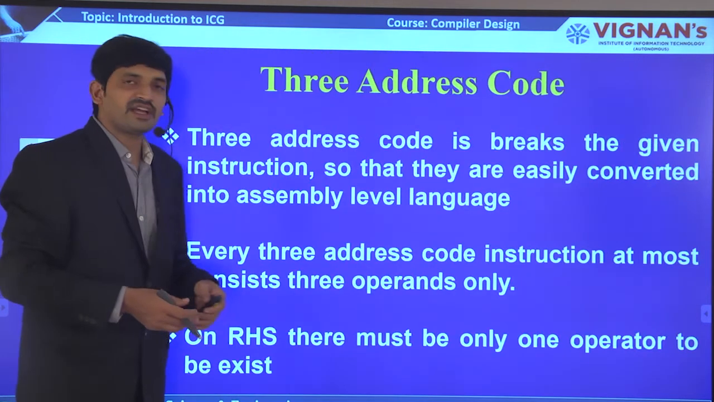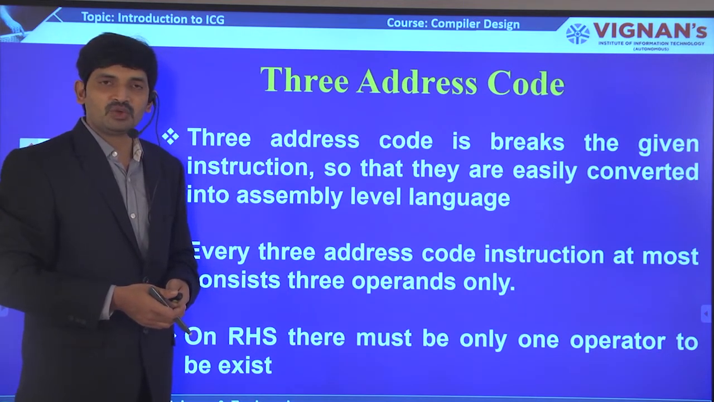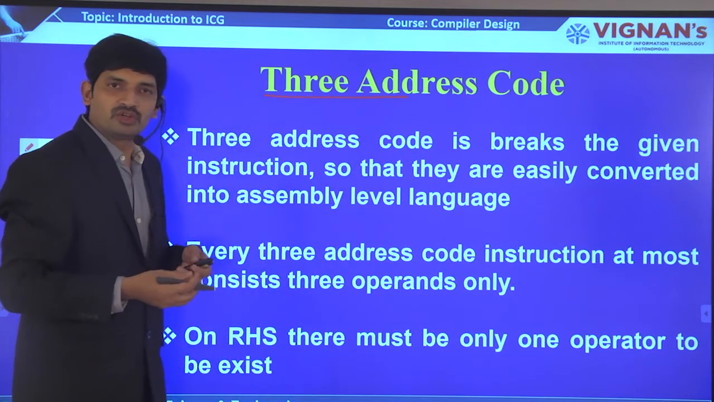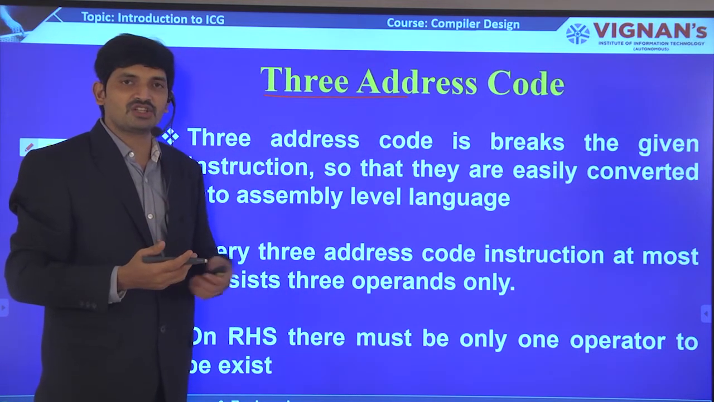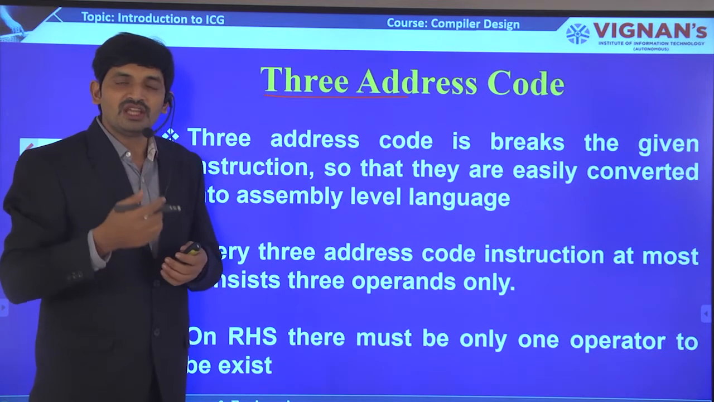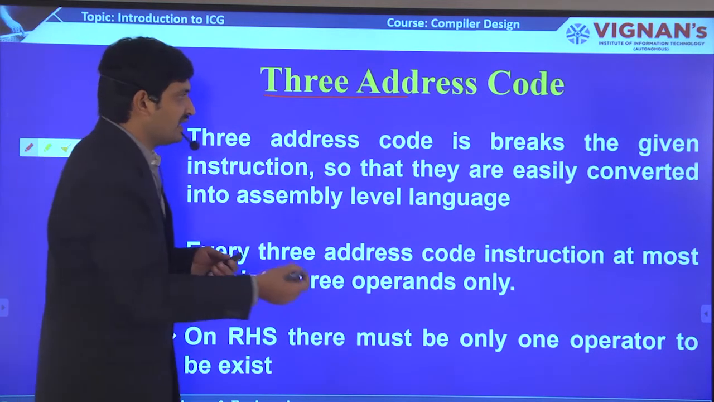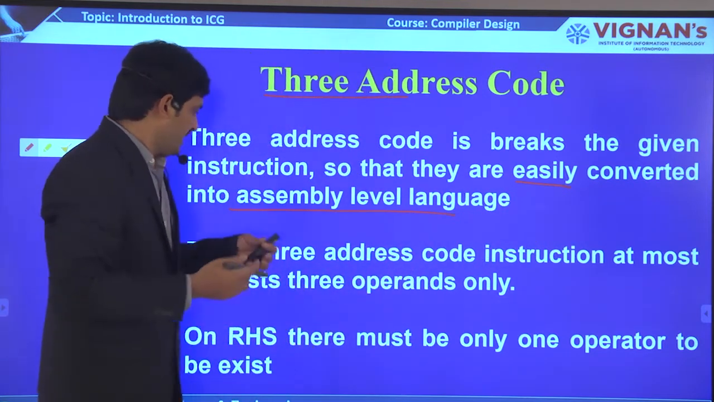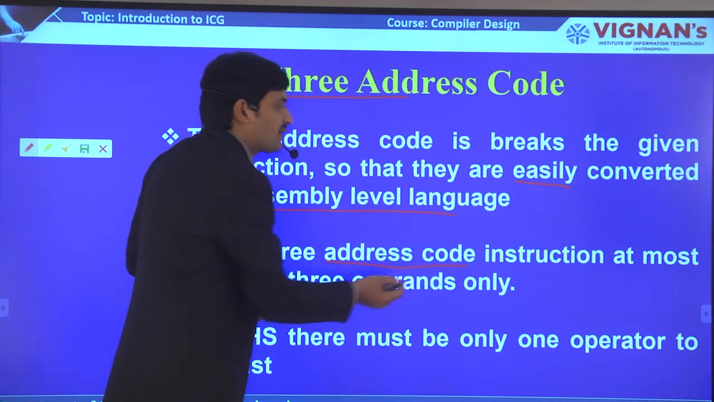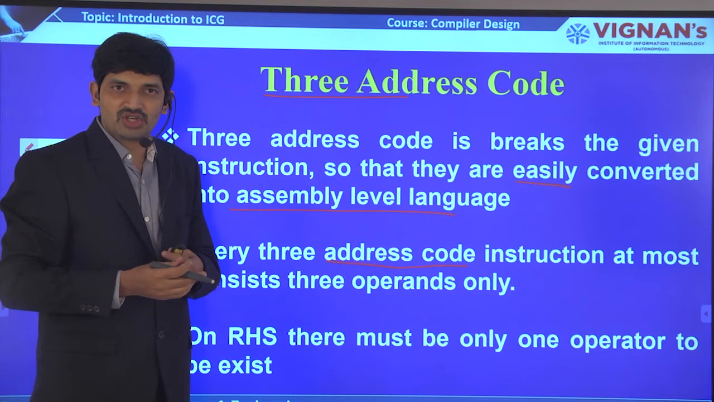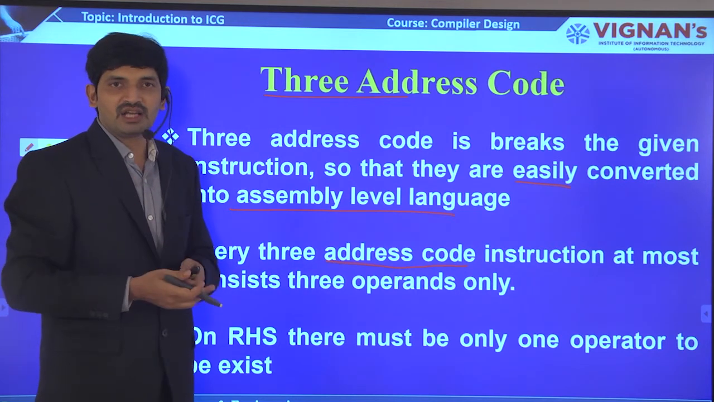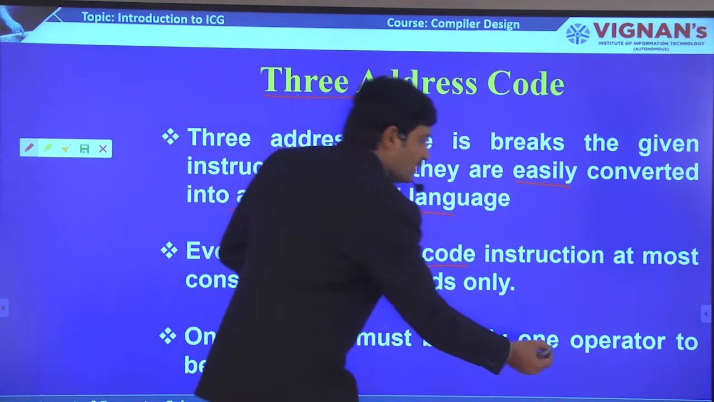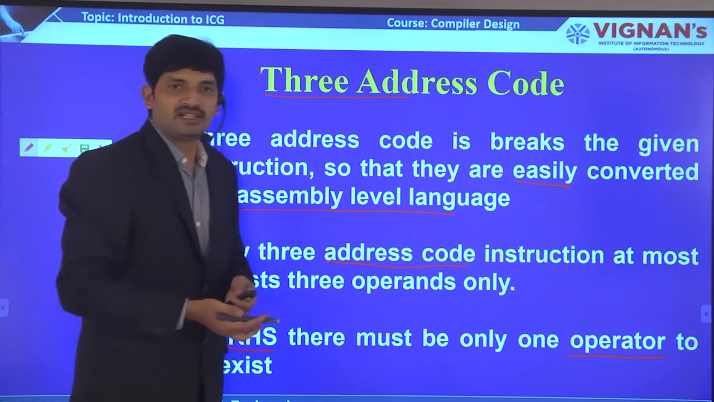Okay, come to the third form of the intermediate code, which is known as 3 address code notation. That means we are going to break the given set of instructions into 3 address code. If you break it into 3 address code, then it can easily be converted into the assembly language. Okay, and every 3 address code consists of a maximum of 3 address locations, and a maximum of 2 on the right hand side of this instruction, and on the RHS there must be only one operator and 2 operands may exist.